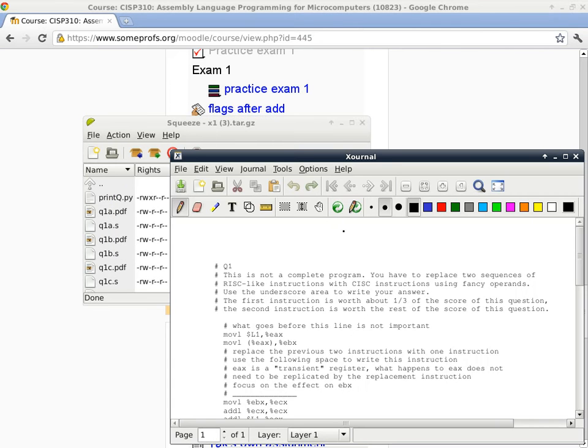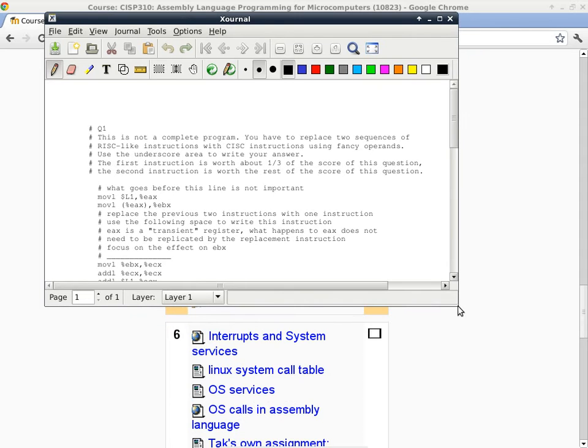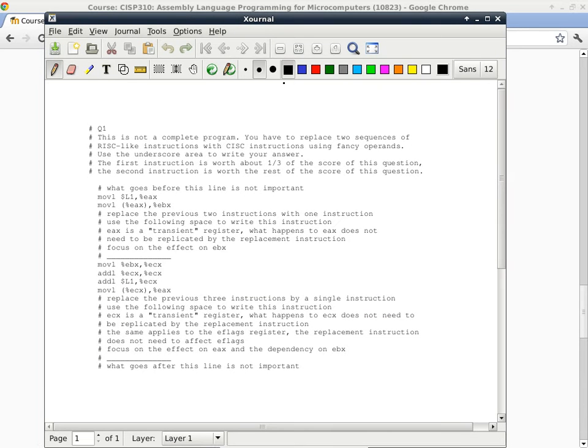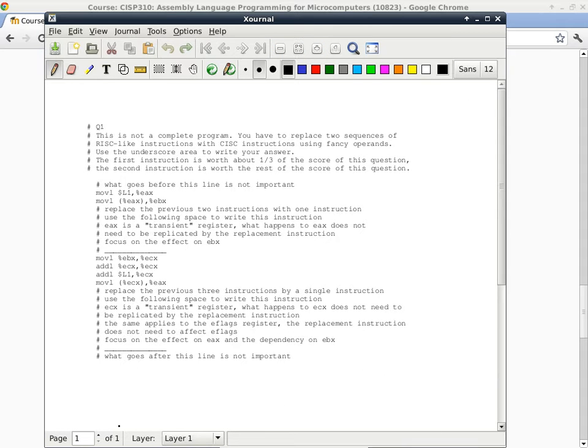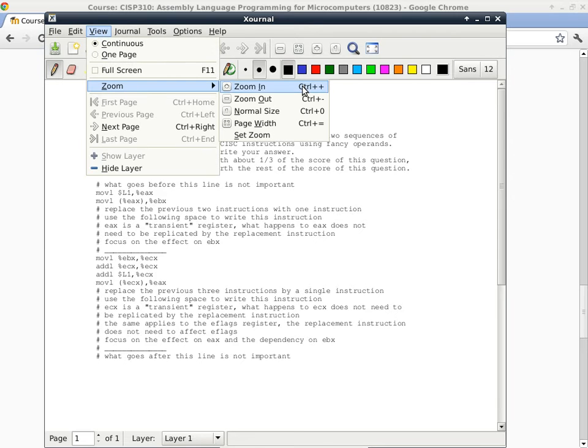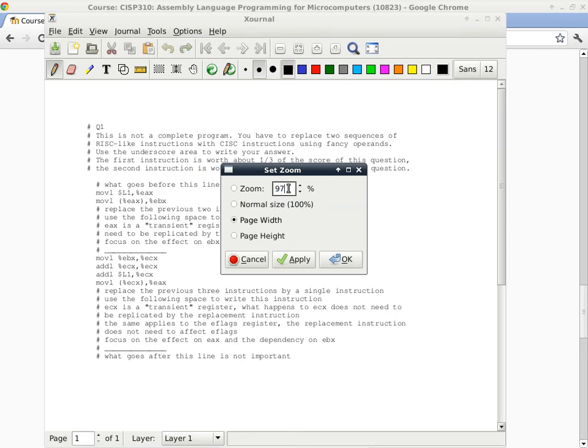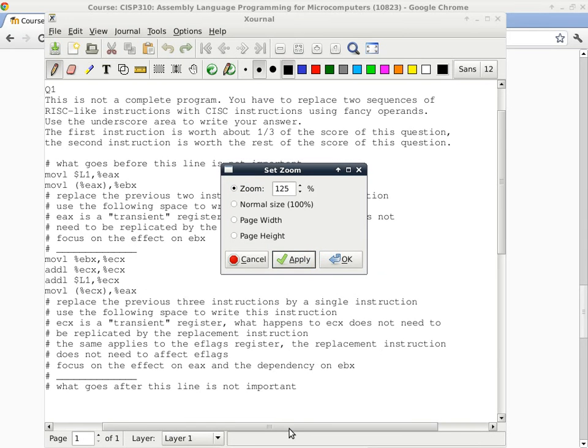All right, so let's take a look at the first question. And by the way, this is a really nice program. If you don't know it already, it's called Zotero. It allows you to open up PDF files and also annotate in the file. In other words, it's kind of like Adobe Acrobat, but it's free. It's open source, so it's kind of nice and cool. Okay, let me magnify. View, zoom, set zoom. Okay, I think 125 would probably be good.